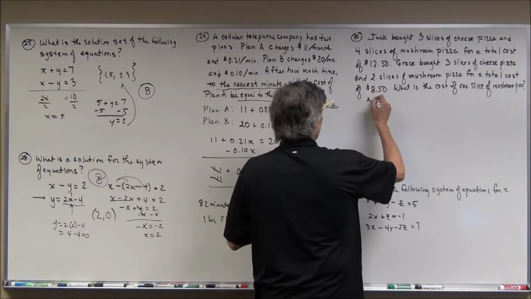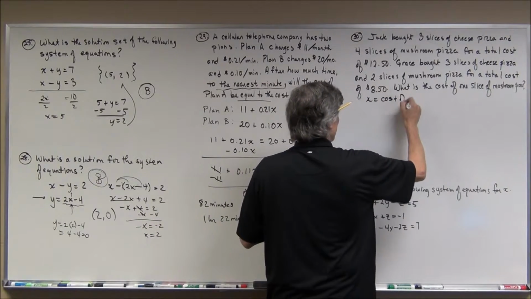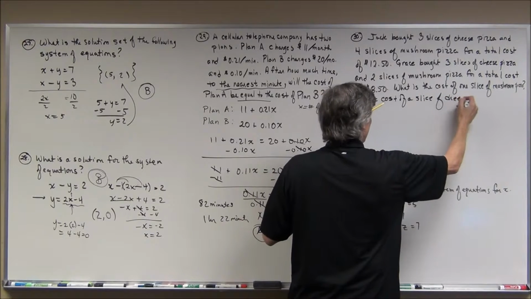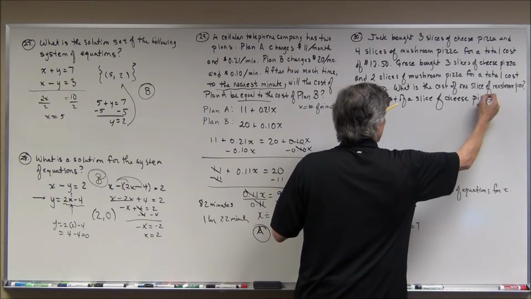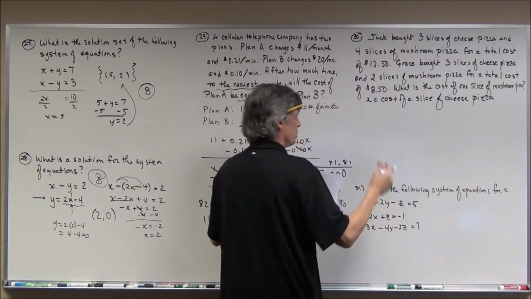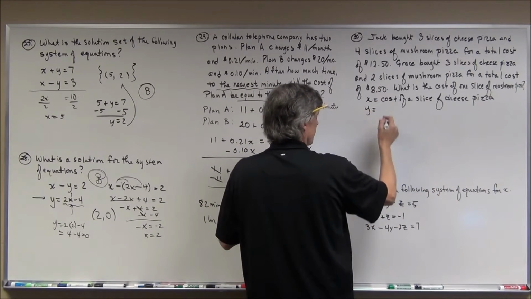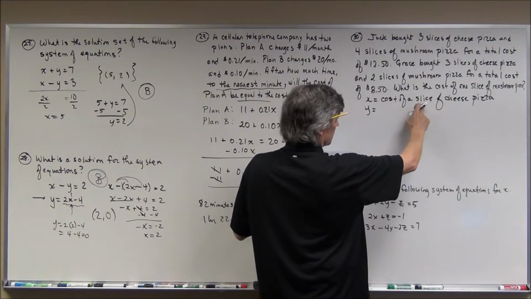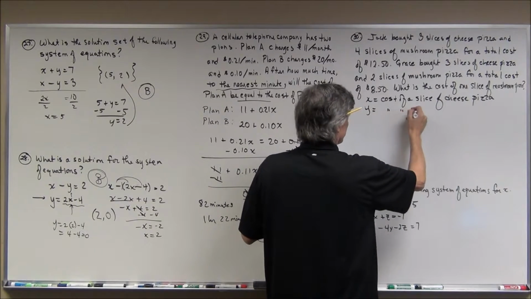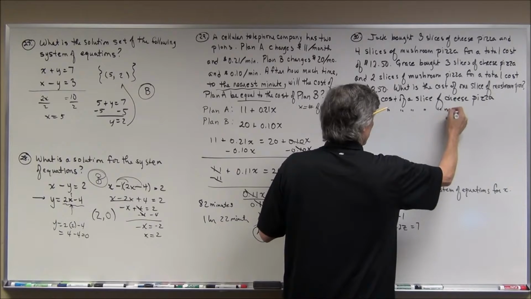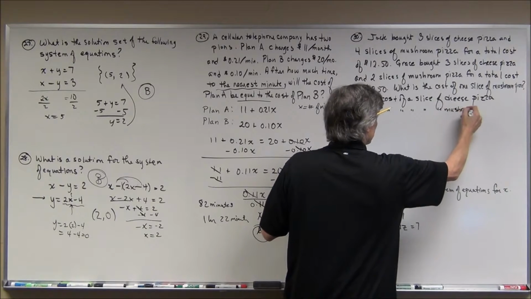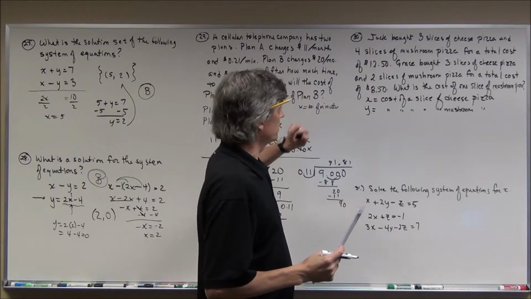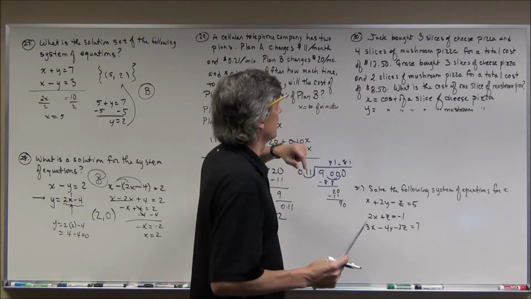I'm going to let X be the cost of a slice of cheese pizza. Now I'm going to go ahead and write this out because when I'm dealing with 2 variables, 2 unknowns, I don't want to lose track. I want to make sure I know which one is which. If X is the cost of a slice of cheese pizza, then the cost of a slice of mushroom pizza would be Y. And this is the cost for 1 slice. It might be $1, it might be $1.50, I don't know.